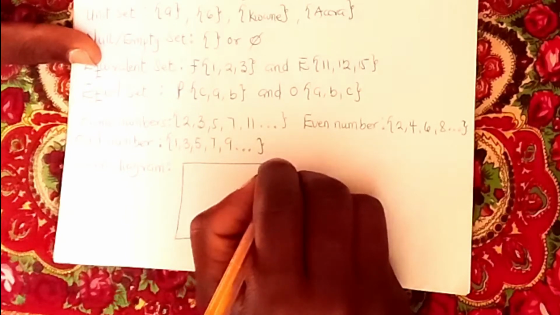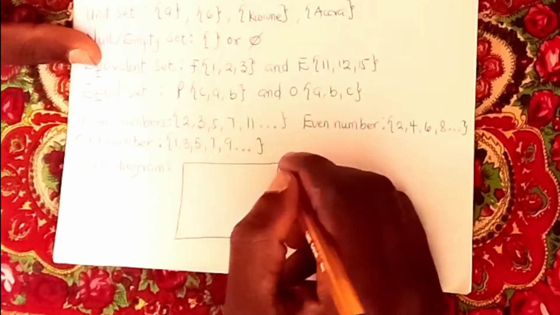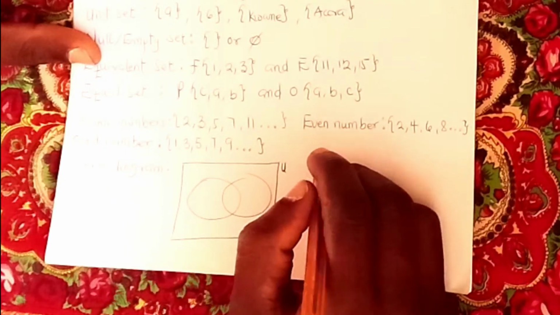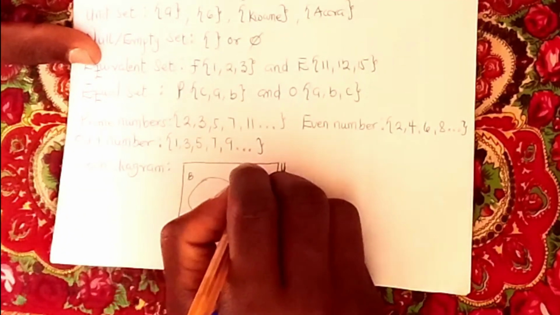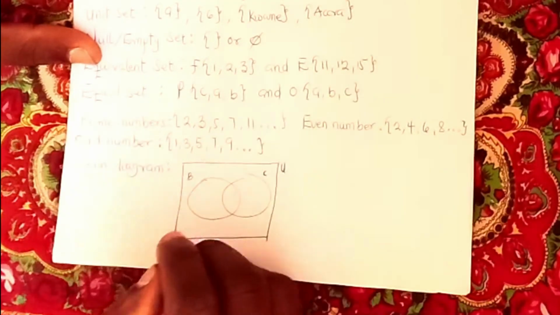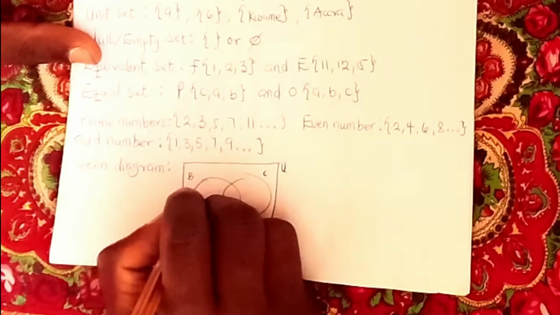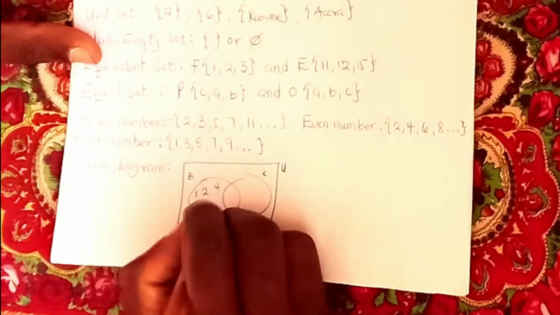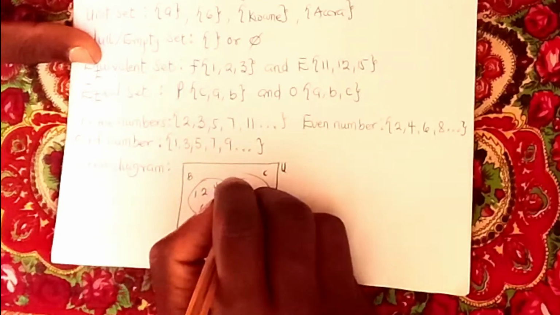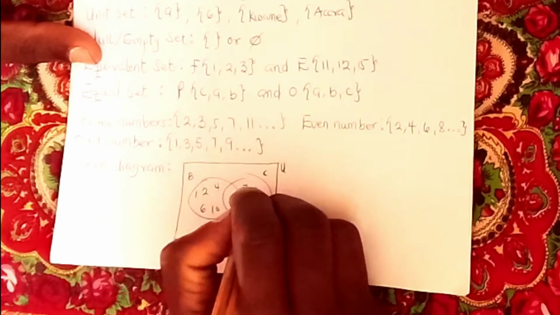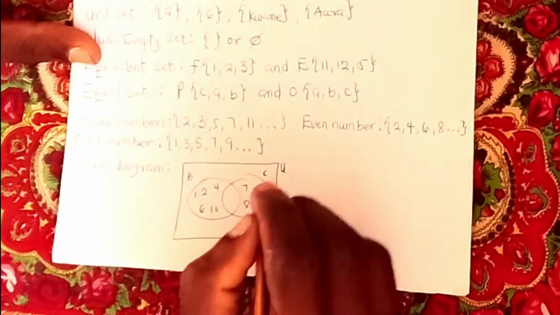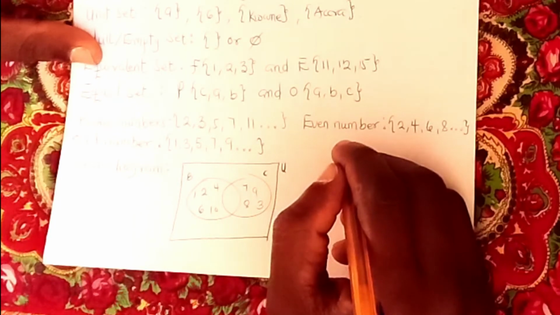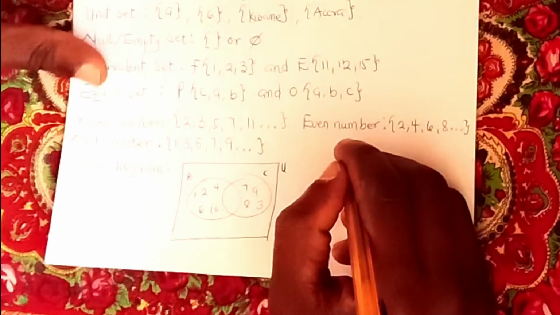The U here is the symbol for the universal set. Now, we have our first one to be set B and the second one to be set C. The members of set B are 1, 2, 4, 6, and 10. And the members of set C are 7, 9, 8, and 3. This is an illustration of the sets of the examples used in the universal set explanation.